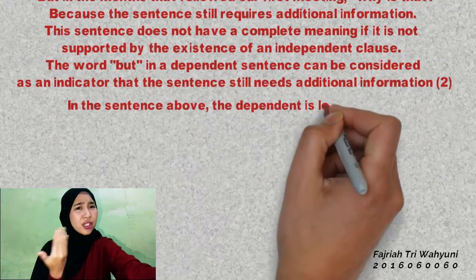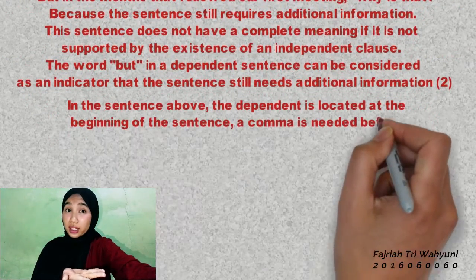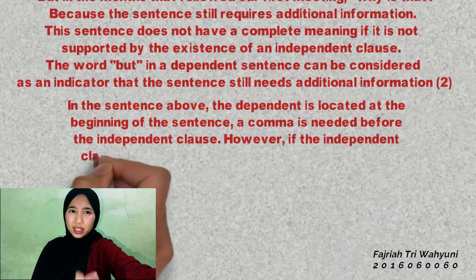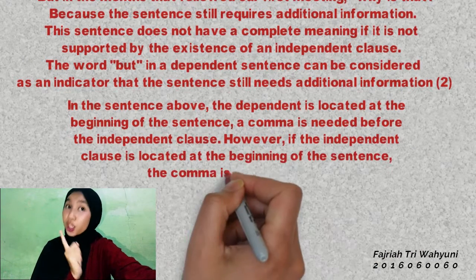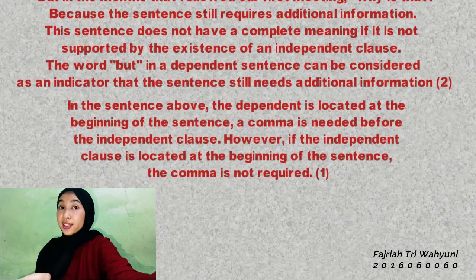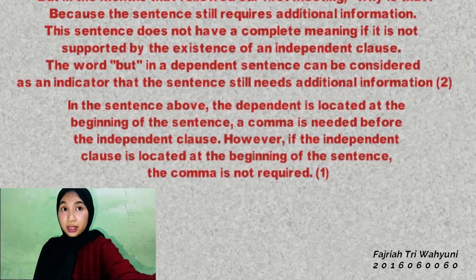However, if the independent clause is located at the beginning of the sentence, the comma is not required. The second reason is that the word but in a dependent sentence can be considered an indicator that the sentence still needs additional information.